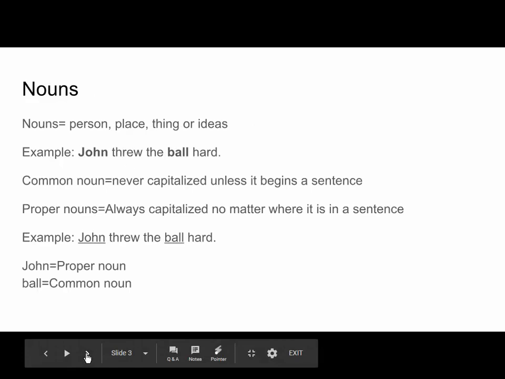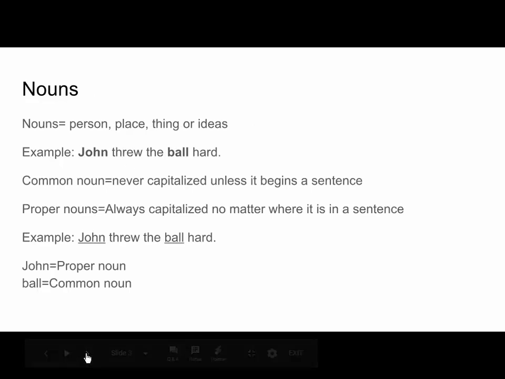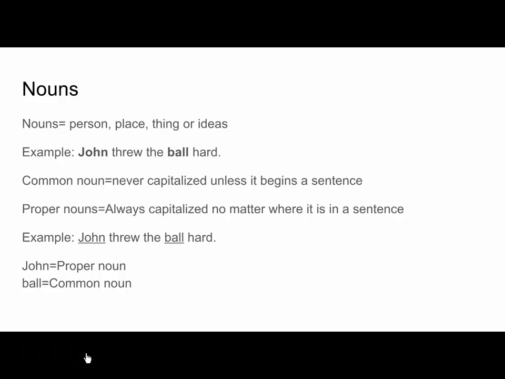Nouns are person, place, thing, or ideas. There are different types of nouns. There's a common noun that's never capitalized unless it begins a sentence, or a proper noun that's always capitalized. Proper nouns are things like people's names, John, or Chittenden, cities, states, countries. And then common nouns are things like ball, boy, those types. Okay?